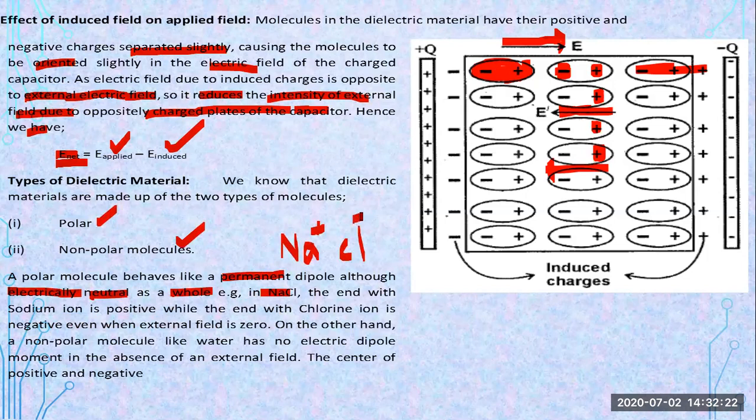So these positive and negative charges remain, sodium positive and chlorine negative, even when the external field is zero. On the other hand, a non-polar molecule like water has no electric dipole moment in the absence of an external field, so the centers of positive and negative charge coincide. So what are the polar molecules? Although you are not applying any field, the molecules have positive and negative charges. But some, like water, do not have positive and negative charges even when placed inside the field. That is a non-polar molecule.